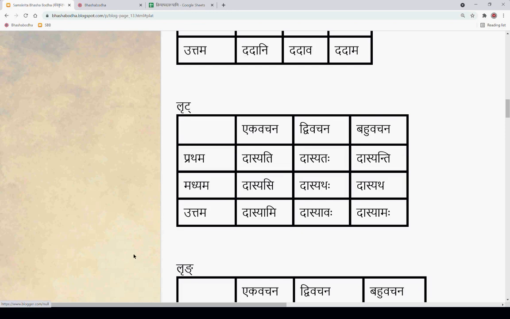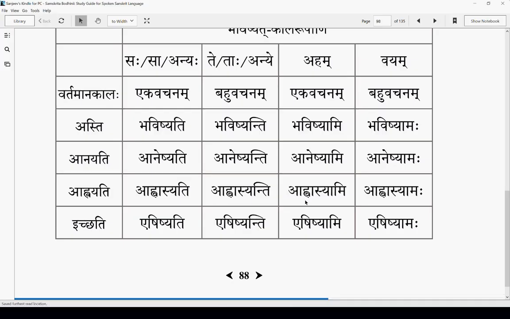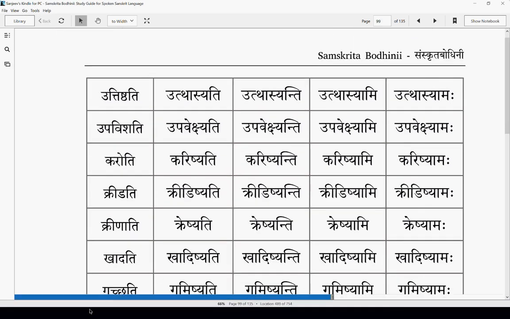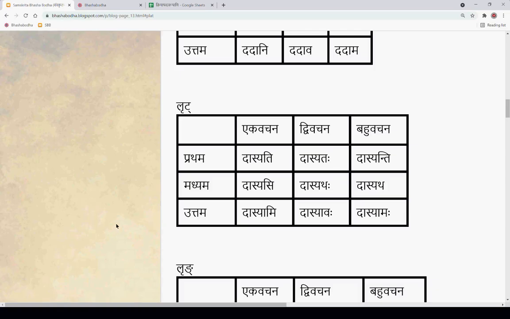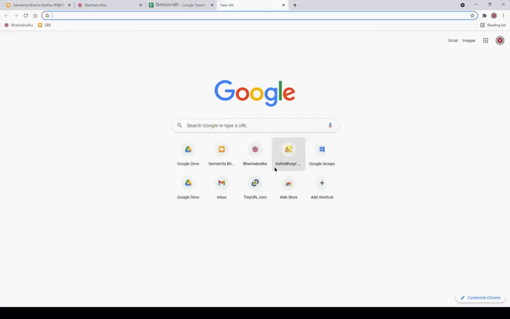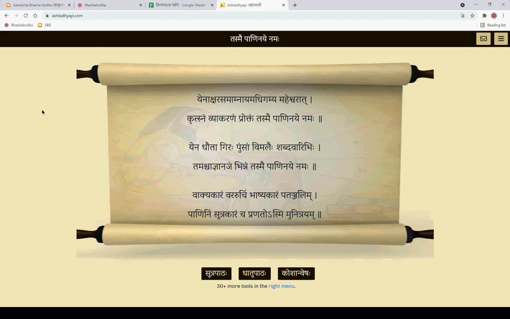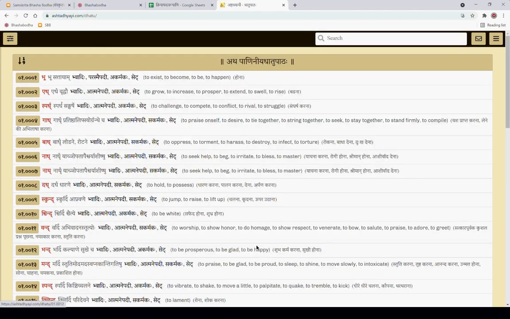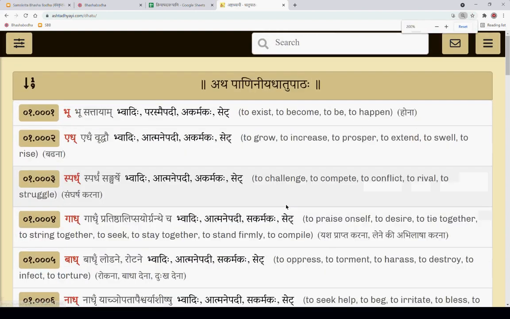Now, for other Kriyapadas other than those shown here, if you are interested, you can refer to the koshas, the offline PDFs or other printed ones. But there is also a website you can use, ashtadhyayi.com, where you can go to Dhatu Patha at the bottom, the middle button. It shows the list of dhatus in the Dhatu Patha, which was compiled by Panini.